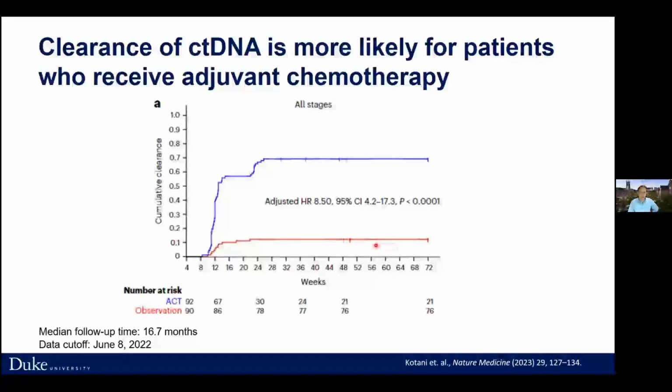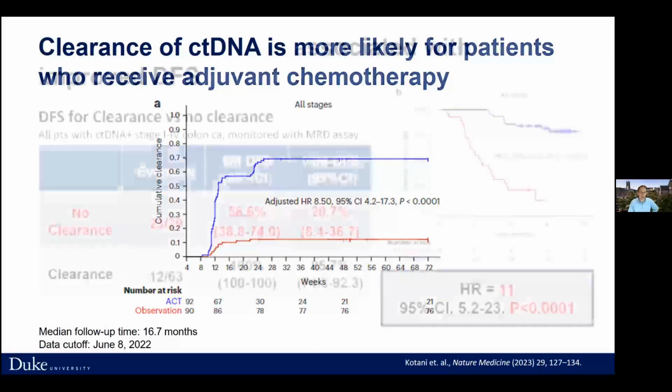I don't know why. It's kind of a curiosity of this paper, and I don't think the authors know why. It may have been immune mediated, may have been a trace-positive false positive, I'm not sure, but there were some patients who spontaneously cleared. What is the impact on survival to clear the circulating tumor DNA?